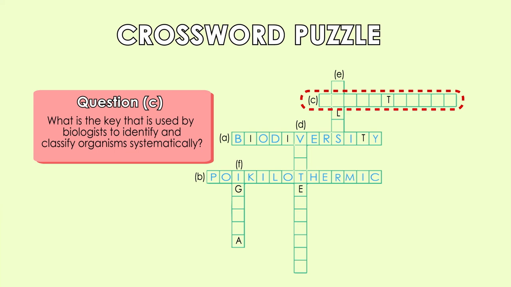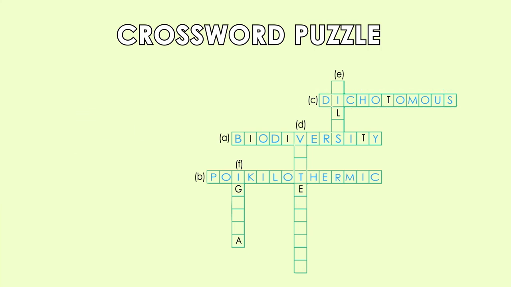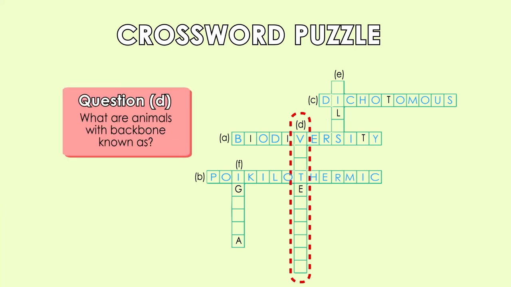Question C. What is the key that is used by biologists to identify and classify organisms systematically? This word has 11 letters, and T is the 6th letter in the word. You are awesome! This word is dichotomous. Now, we will have 3 more questions to go. Question D. What are animals with backbone known as? Great job, vertebrate.